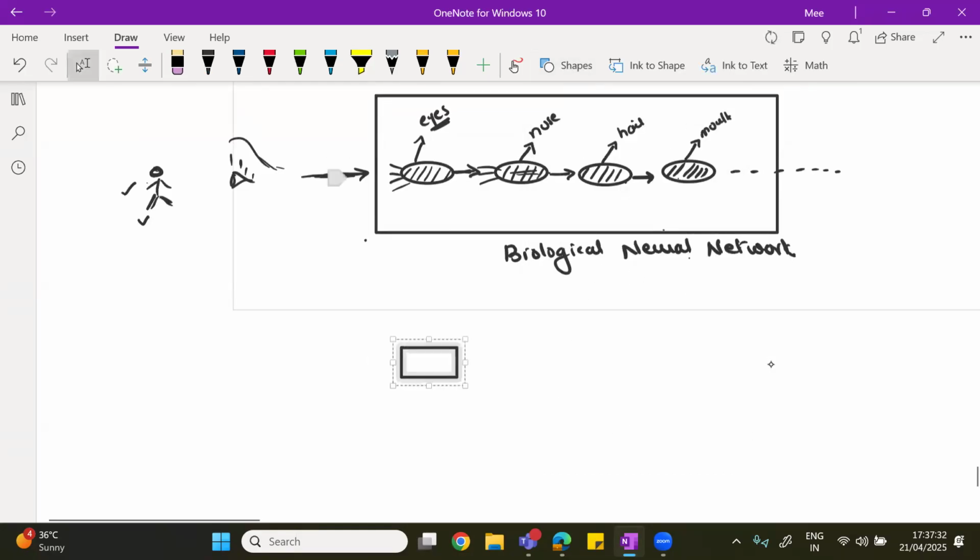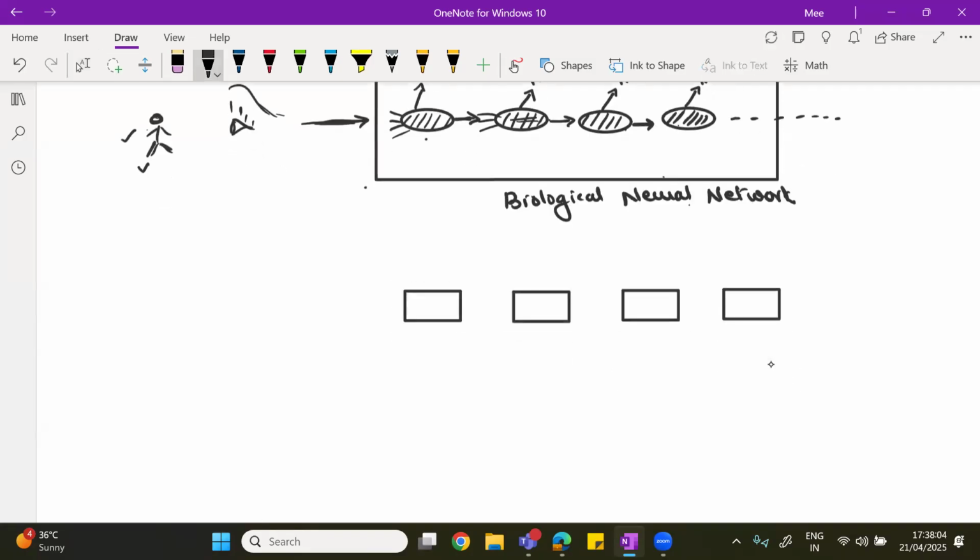This is a natural neuron. This is an artificial neuron. Again, the same thing. We are going to give the input to this, and this will do some process and give out the output. This output will be the input to this. Again, it will do some process, and this will be the input to this, and this will give out, and this will be the input to this. This will give out and this is the input.